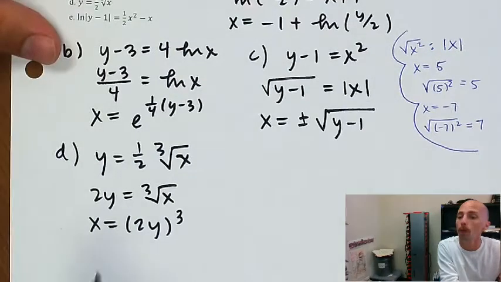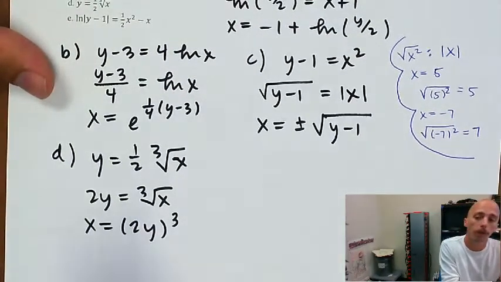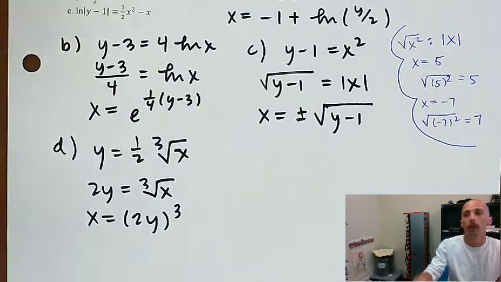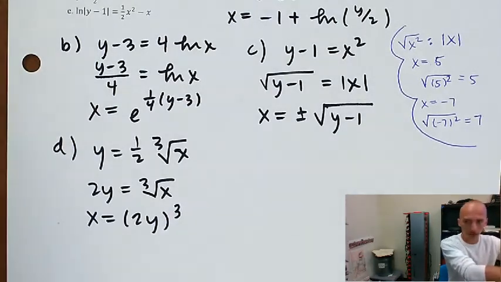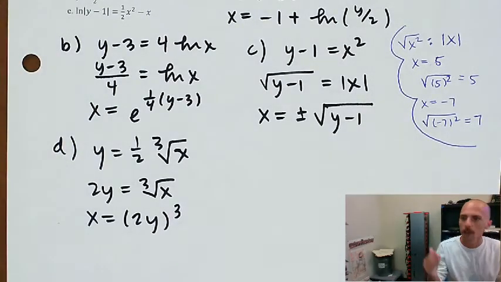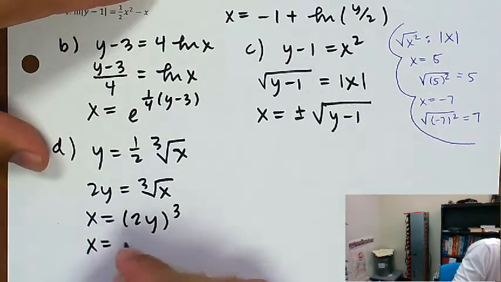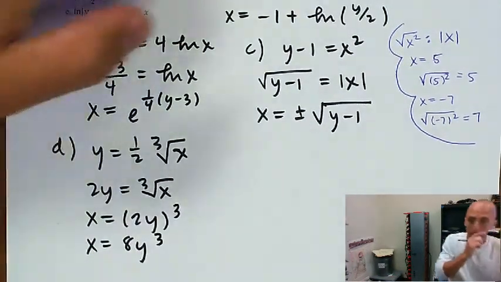And if you wanted to stop there, that would be fine. If you wanted to go farther, then you need to do this correctly. If I take 2y and I cube it, really what I have is 2y times 2y times 2y, which is going to be 3 copies of 2 and 3 copies of y. So x is equal to 8y to the third.